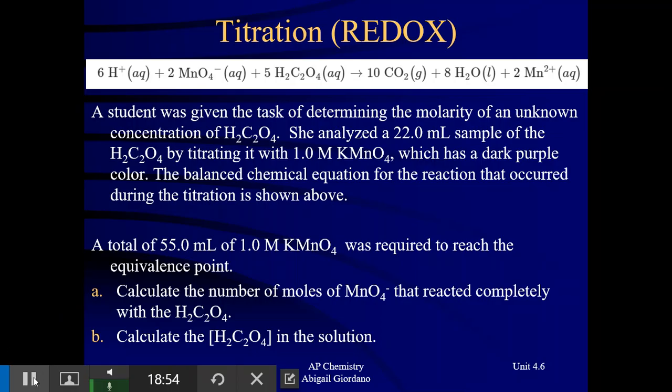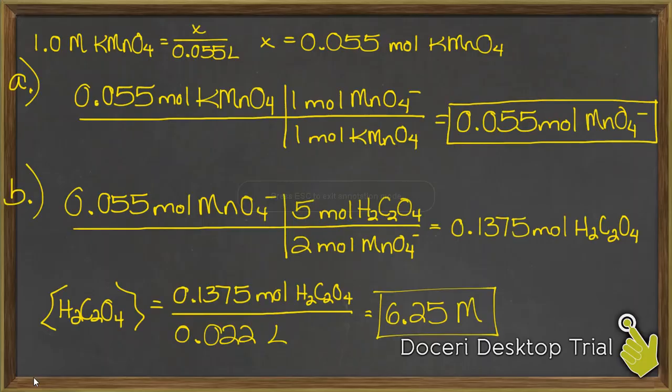All right, so 2 parts to this problem. The first part simply says calculate the number of moles of permanganate ion, which I can get by simply looking at the information given directly above it, that 55 milliliters, 1 molar potassium permanganate. And you can see that up here at the top, I have used that information to find moles of potassium permanganate, and then I just converted it into moles of just the permanganate ion. So there's my answer to letter A.